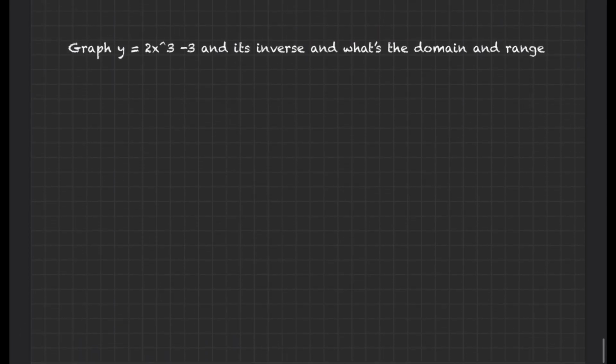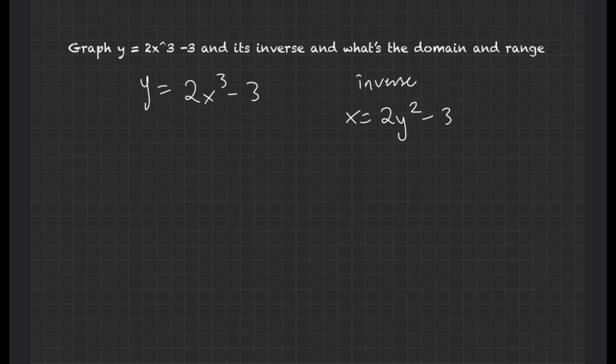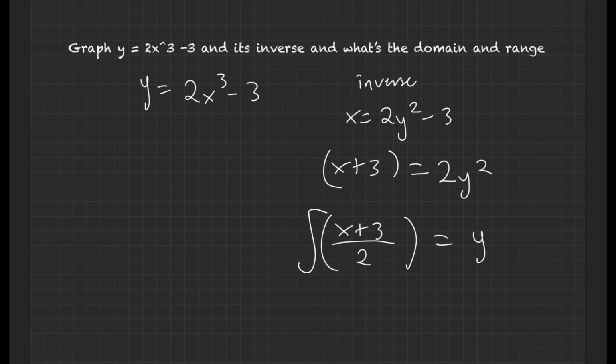Okay, now let's try graphing y equals 2x squared minus 3 and its inverse, and what the domain and range for this function are. Okay, so again, same step as before to find the inverse of the function. We take the x and the y and we switch it, so the inverse would be x is equal to 2y squared minus 3. Make it x plus 3 is equal to 2y squared. Divide by 2, and then square root it to solve for y. Okay. So that's the equation for the inverse.